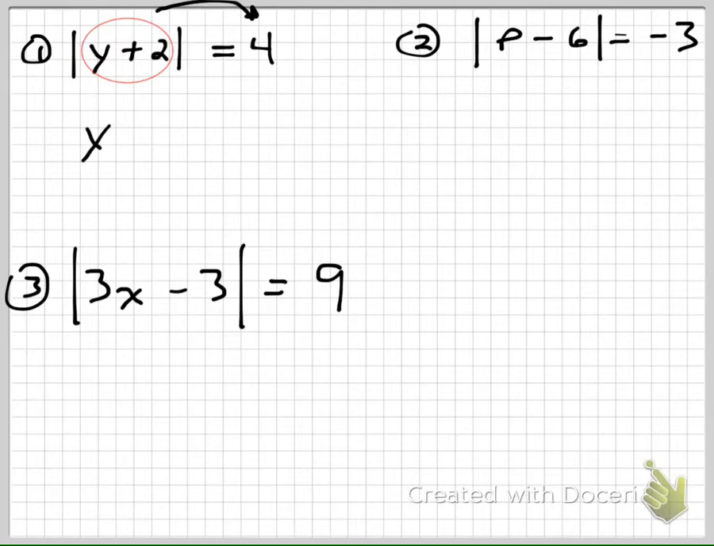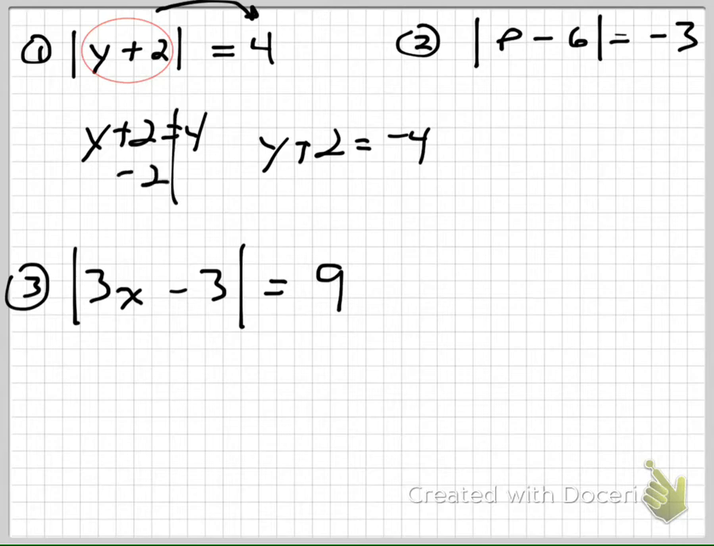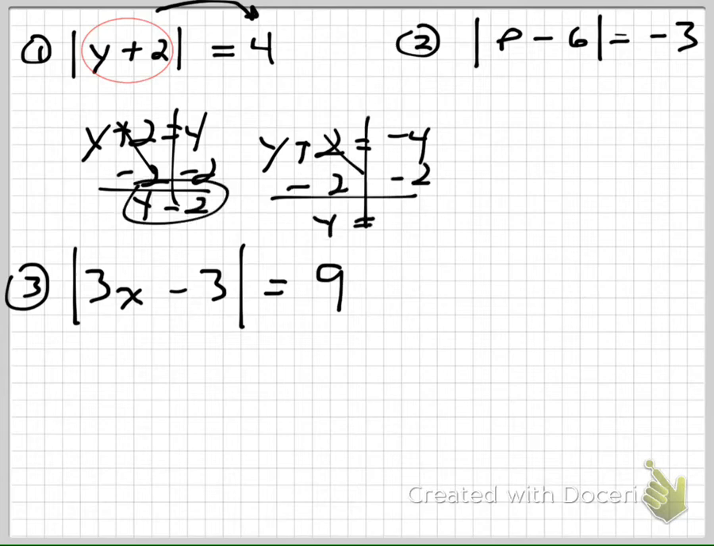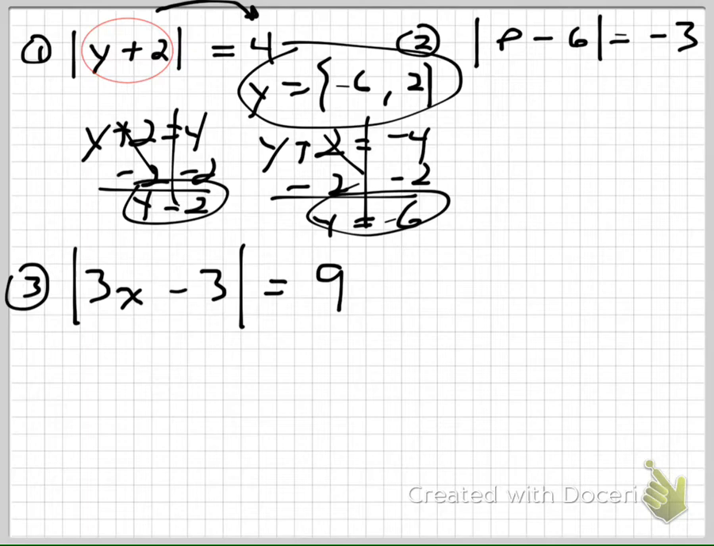So then you're going to just move that over. You're going to go, okay, y plus 2 equals 4, and then y plus 2 equals negative 4. I'm going to make 2 equations. Minus 2, y equals 2. Minus 2, y equals negative 6. My solution set is y equals negative 6 and 2. How many of you got that one? Y equals 6 and negative 2. Good. You all should have.